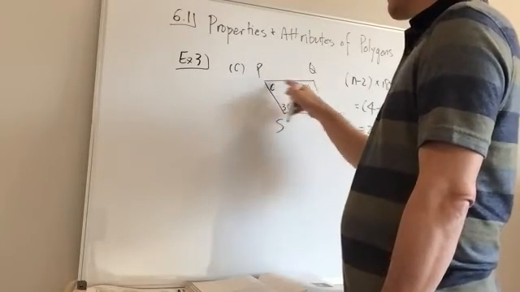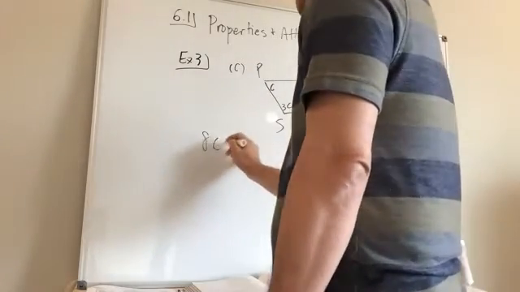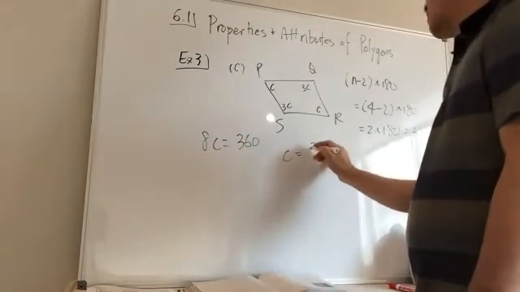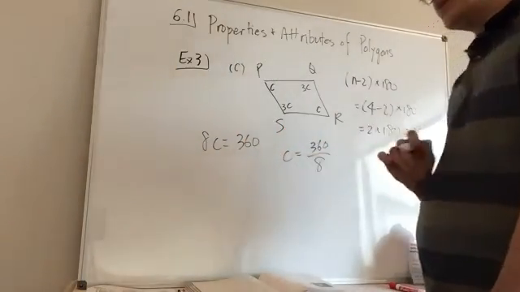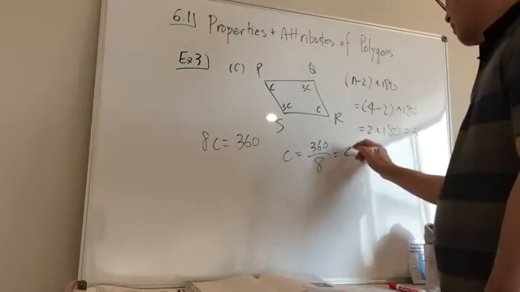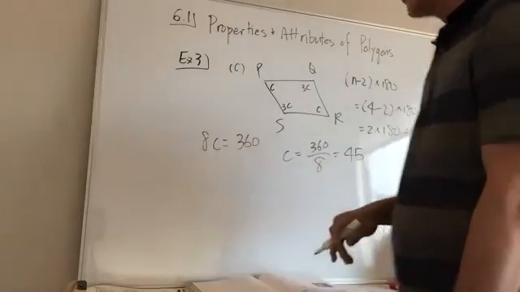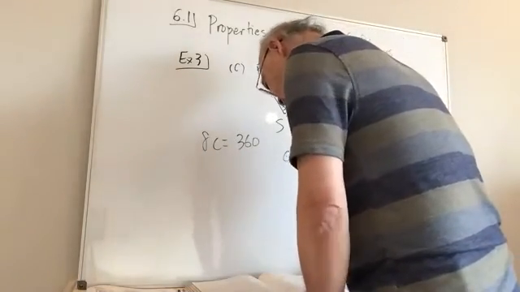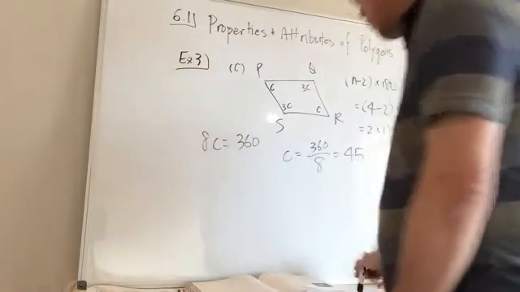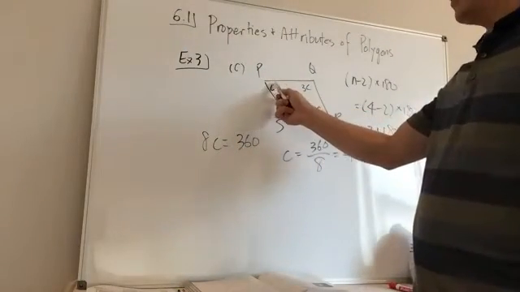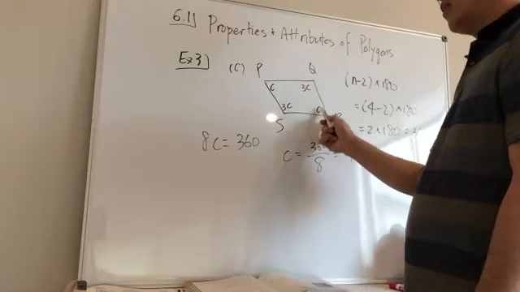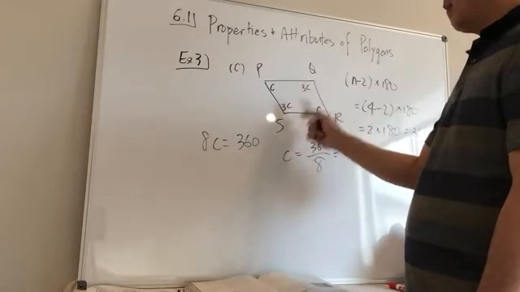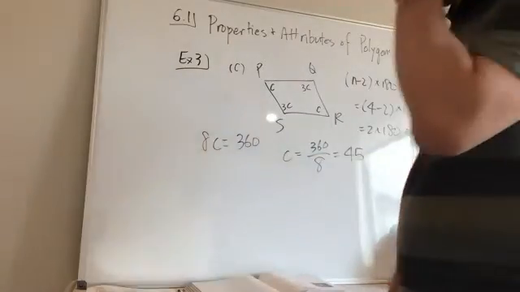3C, that's 6, 7, 8. I have 8 C's. 8C is going to be equal to 360. C is going to be equal to 360 divided by 8, 45. So C is equal to 45. Okay, now let's see what they asked for. They asked for find the measure of each interior angle. So this one's going to be 45. This one's going to be 45. This one's going to be 3 times 45, which is 135. This one's also going to be 135. Okay?